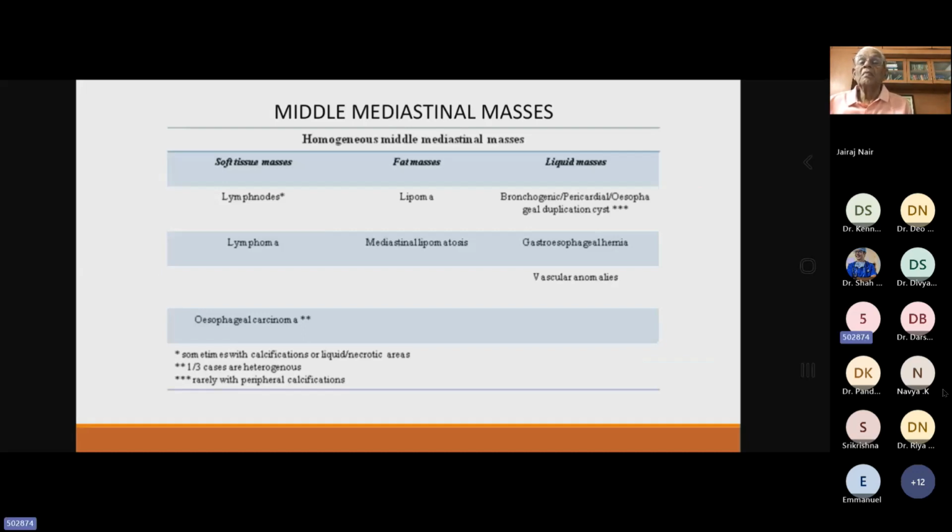Middle mediastinal masses include soft tissue lesions such as lymph nodes, lymphomas, and esophageal carcinomas. Fat masses include lipomas. Liquid masses include cysts, including bronchogenic, pericardial, and esophageal duplication cysts, vascular anomalies, and gastroesophageal hernias.